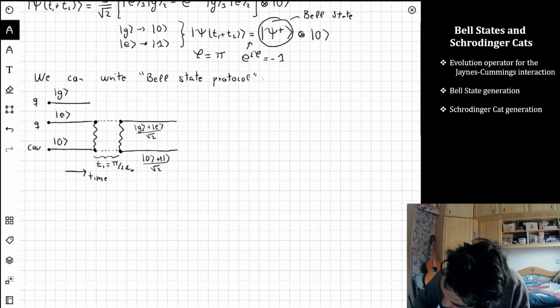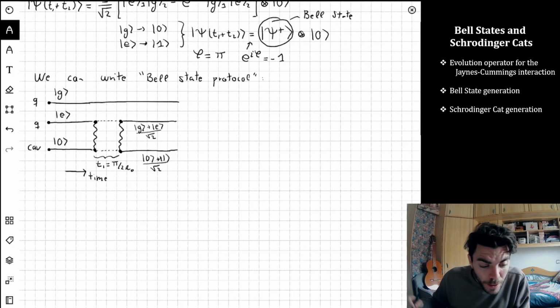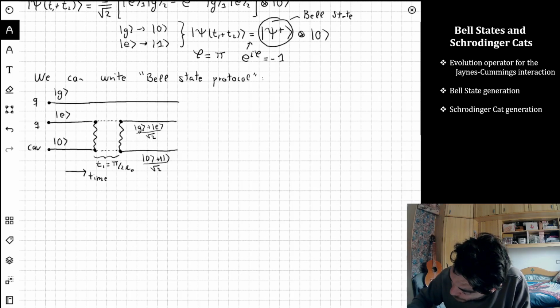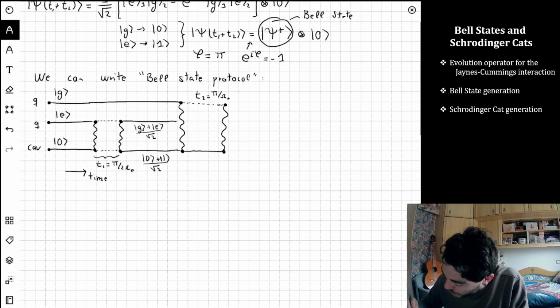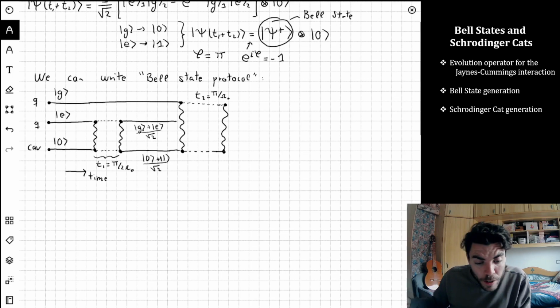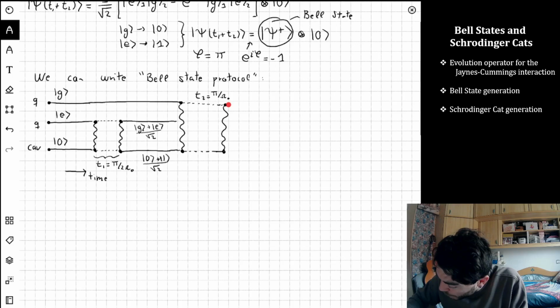And then after this interaction, we make the first qubit interact with the cavity, so light-matter interaction, for another time, and this time is t2, which is pi over omega 0, so it's double the time of the first interaction. Here, of course, all the qubits and the cavity have the same frequency, everything is tuned in resonance. These lines, I made them with dashed lines.